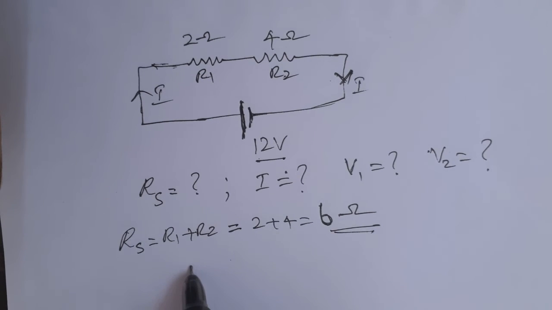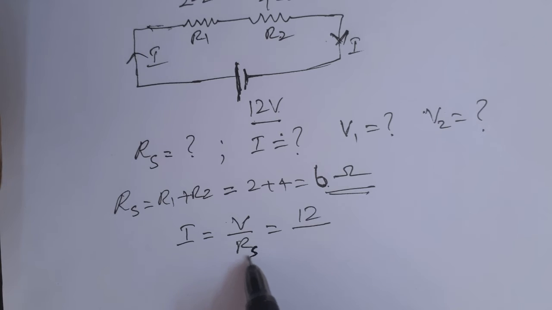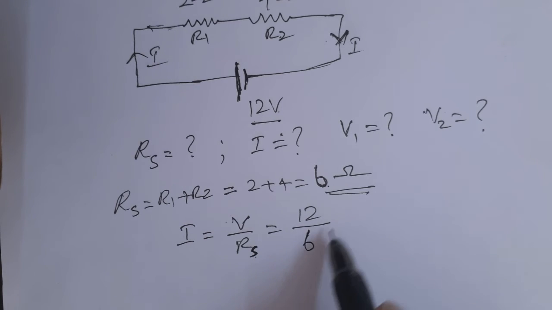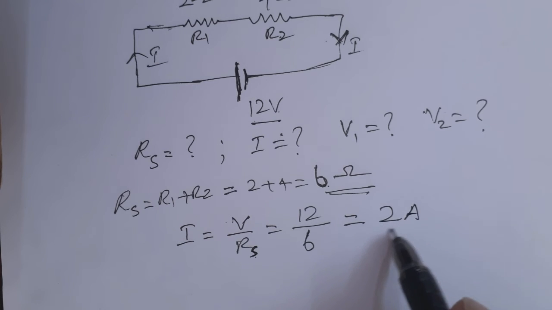Now what is I? I equal to V by R. What is V here? 12 volts. For the resistance, you have to consider the total resistance in series, Rs, which is 6. So current is equal to 2. What is the unit of current? Amperes. So 2 amperes current flows through the circuit.